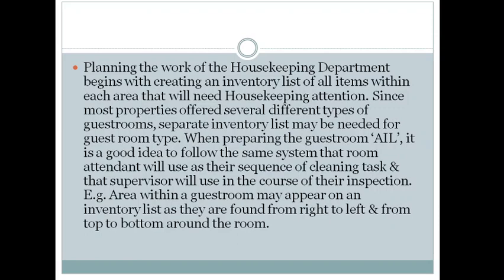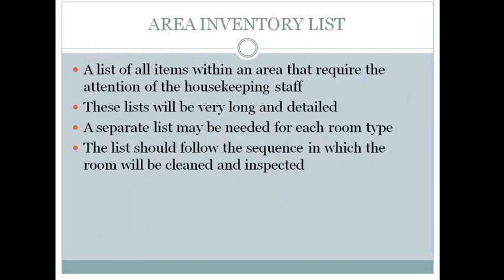Here I have given one example also. Areas within a guest room may appear on an inventory list as they are found from right to left and from top to bottom around the room. This depends on the way of doing the room and how he keeps his AIL. The AIL is a list of all items within an area that require the attention of the housekeeping staff. These lists will be very long and detailed, mentioning even very small items. A separate list may be needed for each room type, as I have already said, and the list should follow the sequence in which the room will be cleaned and inspected.